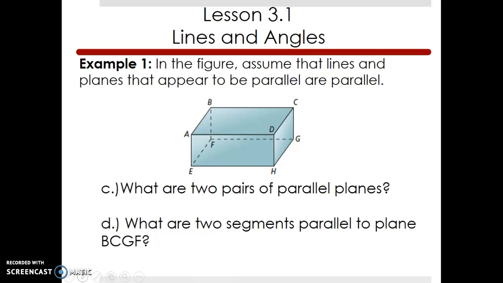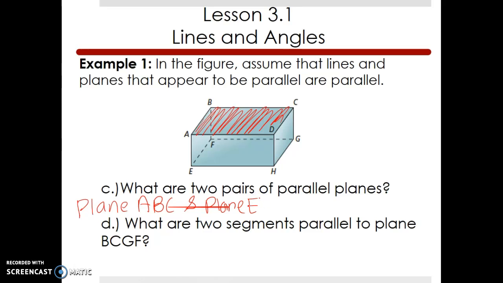The next one is, name two pairs of parallel planes. So again, parallel planes, I see three pairs of parallel planes. They're planes that do not intersect. So the first example showed us top and bottom, so we can use that one again. The top, remember you need 3 letters to label a plane, so any 3 of those letters would work. And plane E, F, G, the one in the bottom.